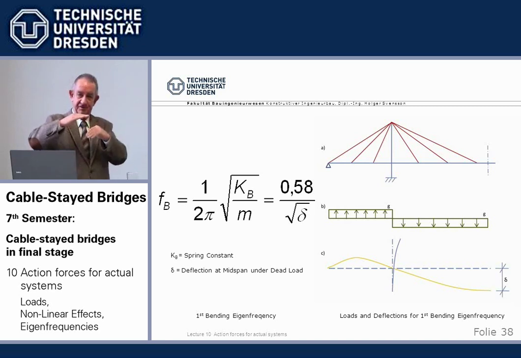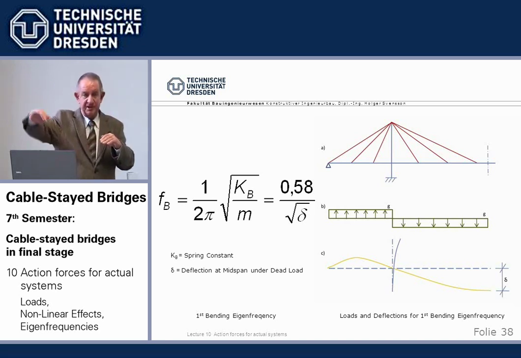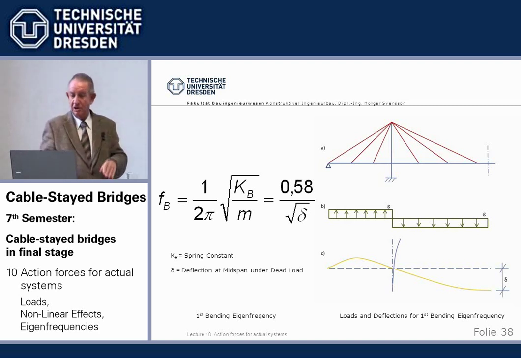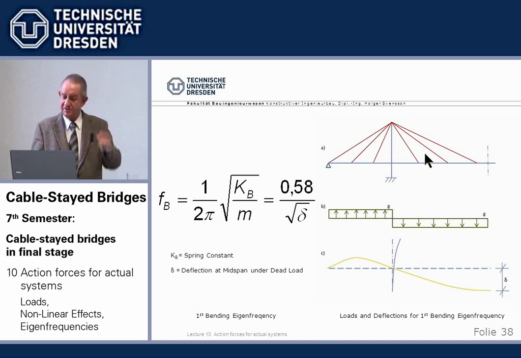If it's very stiff, it oscillates very quickly. You have a little deflection under permanent loads. If it's soft, weak, then you get a big deflection under permanent loads, and it takes time. Okay, and that's what this here is. So we load the bridge with its dead weight.